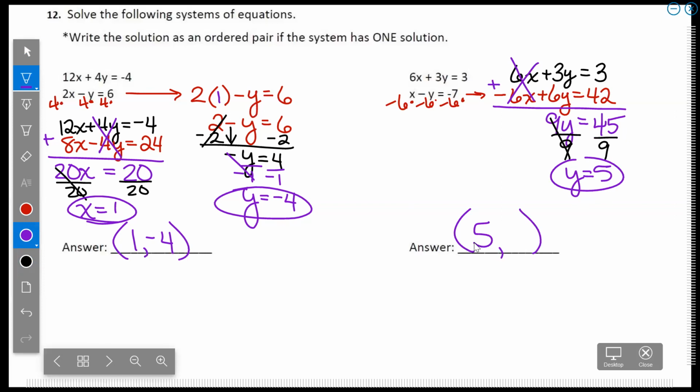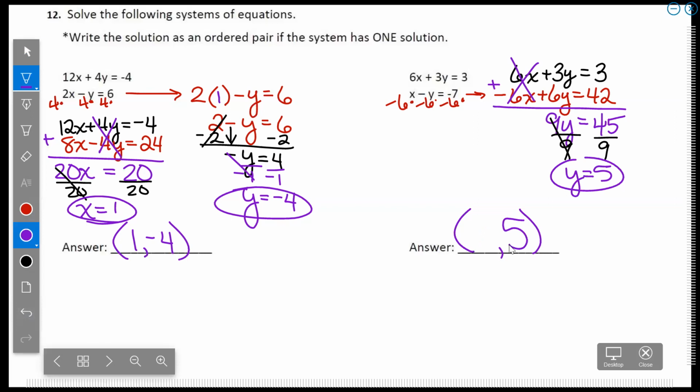Why is that wrong? Because it's y, not x. So it needs to go after the comma, not before it, even though it's the first thing that we found. It does not go first. It goes second.